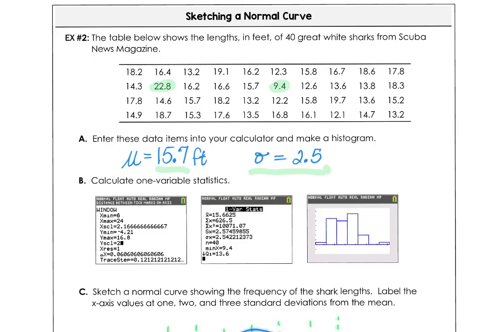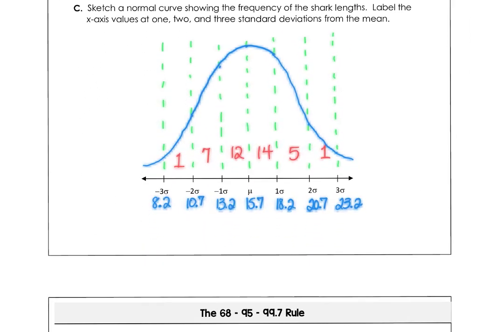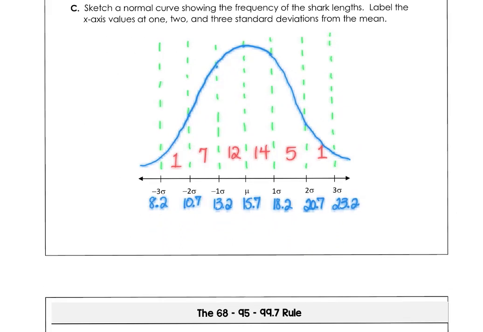I'm going to go ahead and show you my normal curve below so you can see the procedure. So I started at 15.7 here in the middle, added 2.5, 2.5, and 2.5 to get 3 standard deviations, and went back and subtracted 2.5 to get 3 standard deviations.